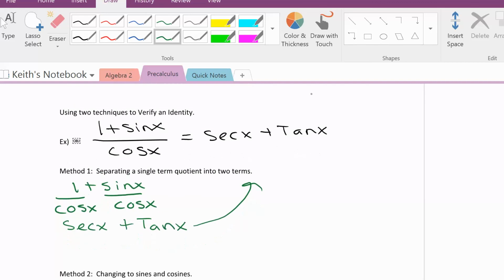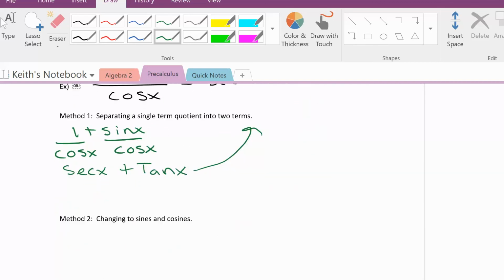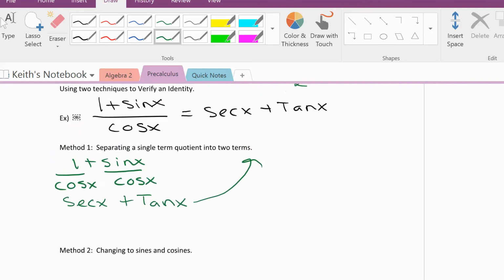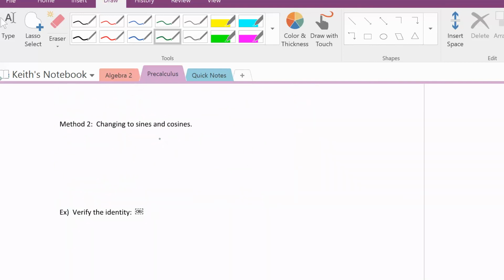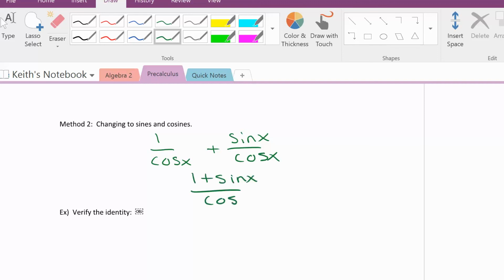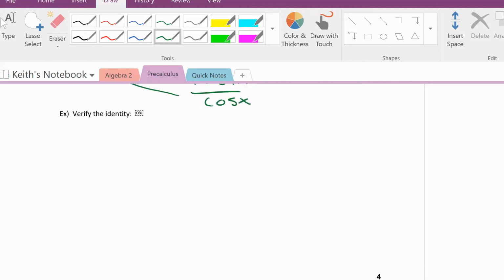Or if we worked with the other side, the second side here, we change it to sines and cosines. So we get 1 over cosine x plus sine over cosine. And then notice you get a common denominator, and it's 1 plus sine x over cosine x. So notice either side that we worked with in this case gave us the other one. So it didn't matter which side we chose, we could have gotten the correct answer. All right, we'll skip this one.